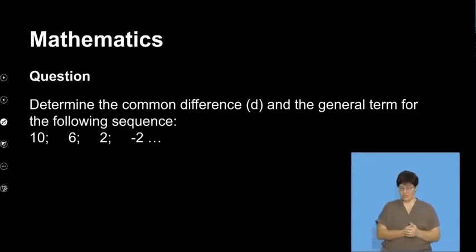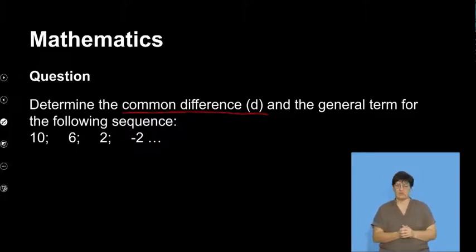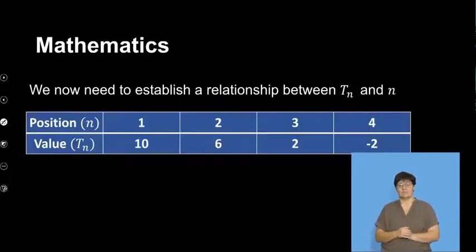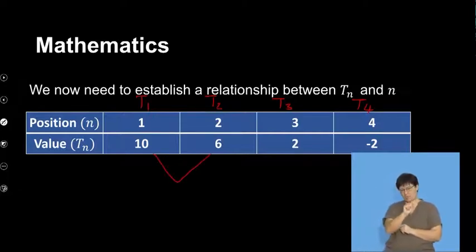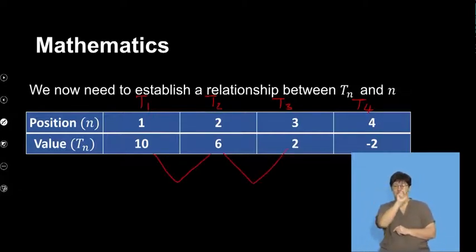So the question says, determine the common difference and the general term for the following sequence. So I'm going to go to the next slide so we can see it a bit more clearly. We can see that we've got term 1, term 2, term 3, term 4. And if I am first trying to look for my common difference, let's have a look. We're going to look at our terms going from term 1 to term 2, term 2 to term 3, and term 3 to term 4.